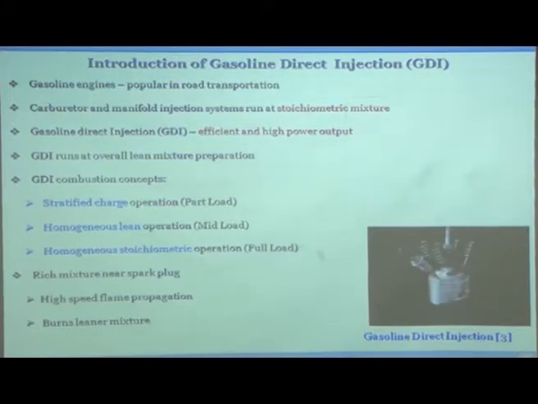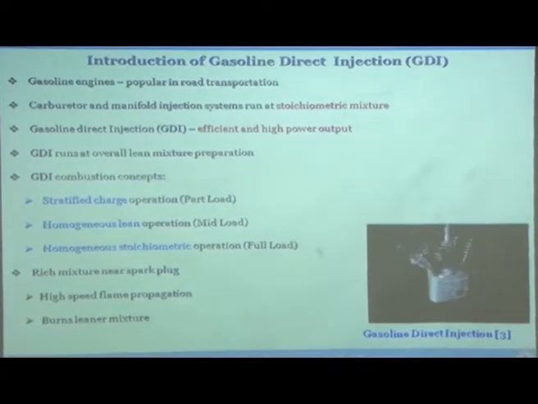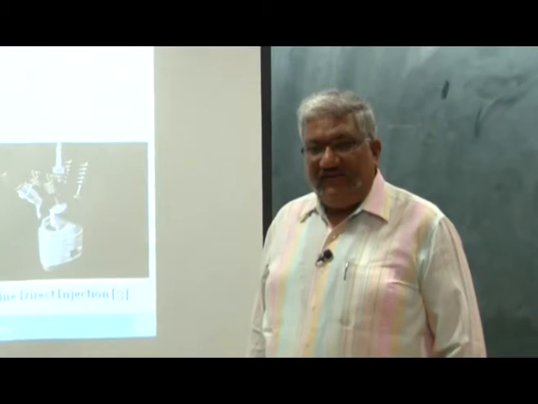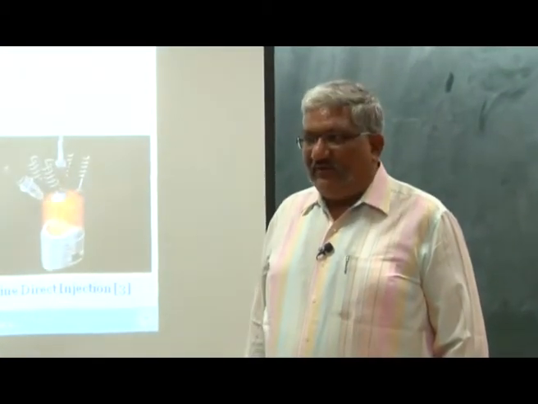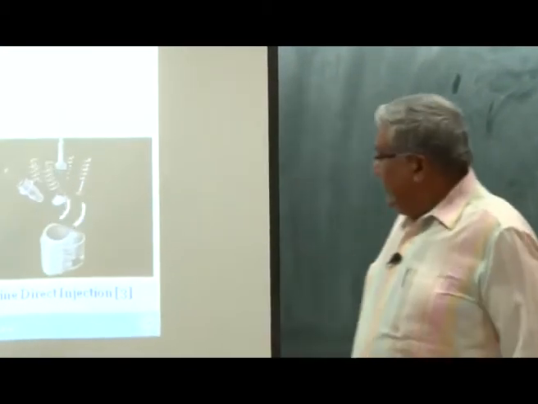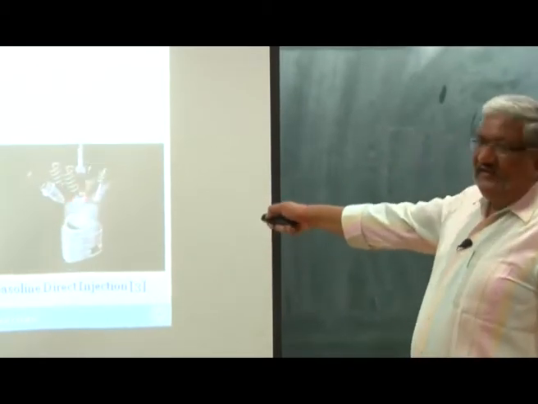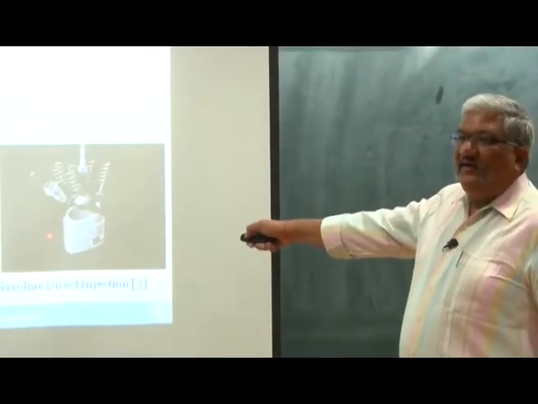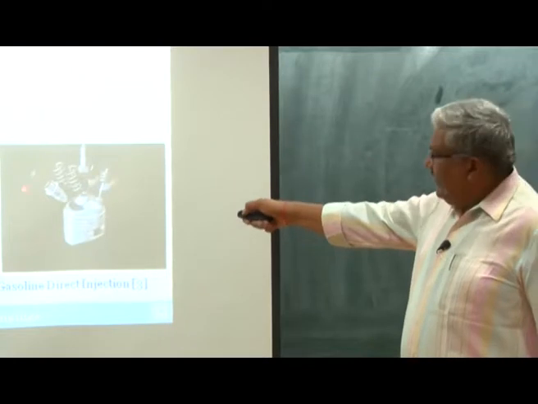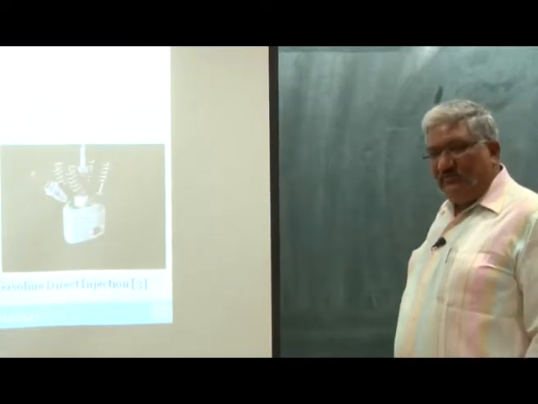Now, you can ask me, this is part load, but the engine is also supposed to run at full load and cater to full load requirement. How do you do it? Very simple. It is not necessary that I inject only at the end of the compression stroke. How about if I inject when the piston is going down?